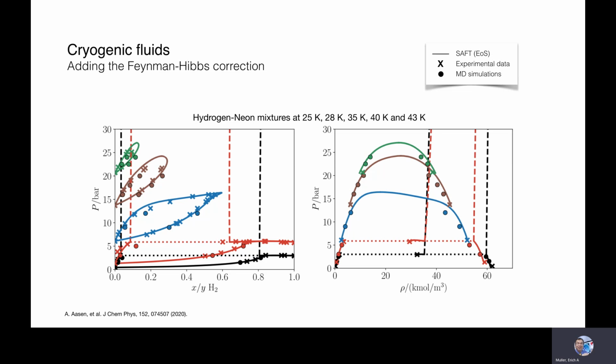By doing that, we can actually model mixtures of cryogenic fluids at extremely low temperatures with an accuracy which rivals the experiments. And the nice thing is that we can do it not only with the equation of state, but the important thing here is that we can do it with simulations, with a force field that defines these mixtures.